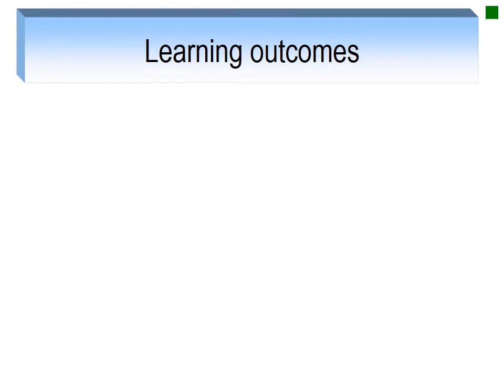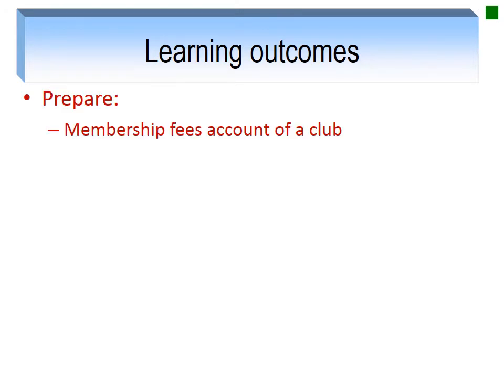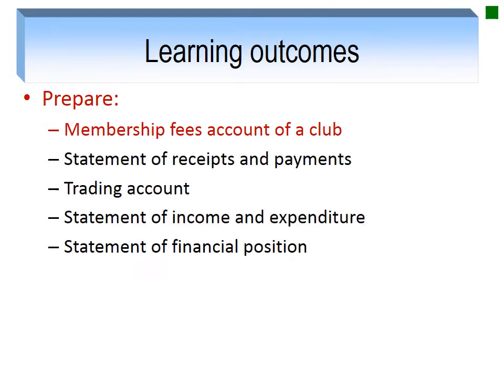So our learning outcomes are the following. The most important learning outcome that we'll focus on is the preparation of the membership fees account for a club. We are also going to briefly touch on how to prepare a statement of receipts and payments for a non-profit entity, a trading account, the statement of income and expenditure, and the statement of financial position for a non-profit entity. But these will just be for information. These learning outcomes will not be examinable.